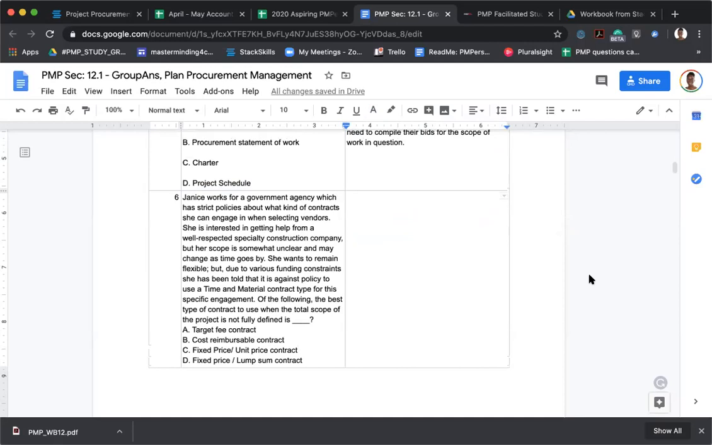She's interested in getting help from a well-respected specialty construction company, but her scope is somewhat unclear and may change as time goes by. She wants to remain flexible, but due to various funding constraints, she has been told that it is against policy to use a time and material contract type for the specific engagement. Of the following, the best type of contract to use when the total scope of the project is not fully defined is target fee contract, cost reimbursable contract, fixed price, unit price, or fixed price lump sum contract.